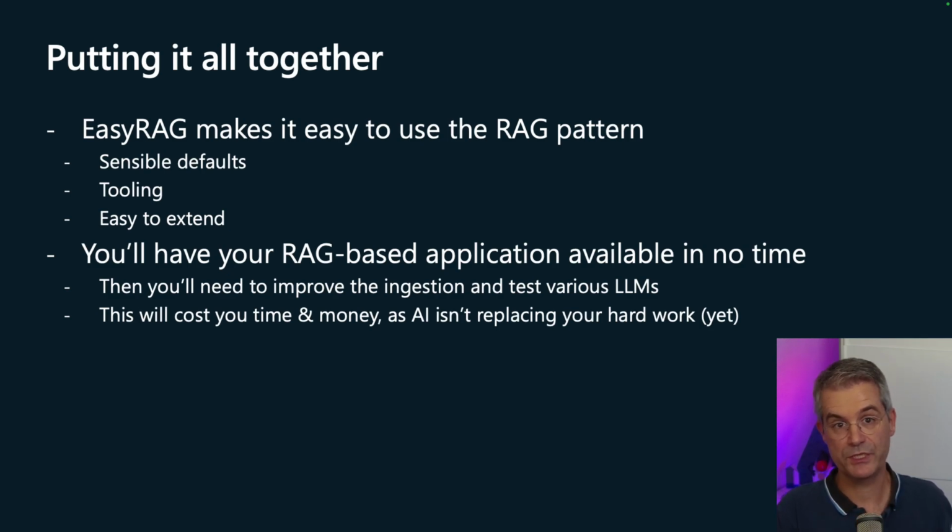Again, thanks to LangChain4J, you can have your RAG-based application available in no time, and that's wonderful. But then, as we just discussed, you'll need to improve the ingestion process, you will need to test lots of LLMs, there's lots of tuning, and that will cost you a lot of time and money, as AI is not replacing your hard work yet. That's not something AI can do yet. It's you who needs to understand how AI works and how you can benefit from it.